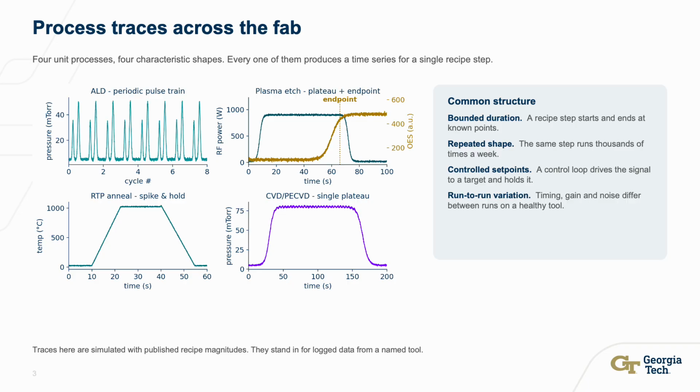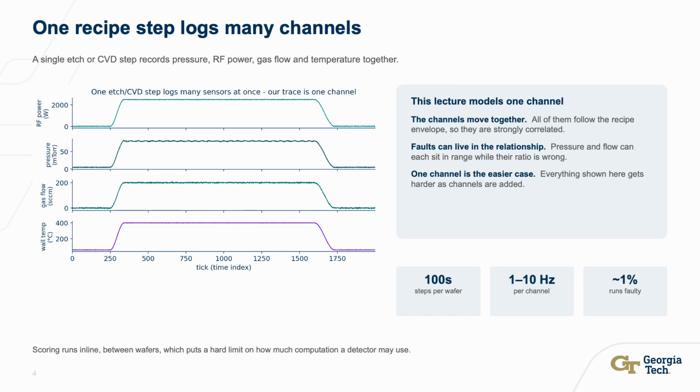Each one is a bounded step with a known start and end. Each one repeats thousands of times a week. Each one has a control loop driving the signal to a target and holding it there. And each one shows run-to-run variation even when the tool is perfectly healthy. That last point is the one that will occupy most of today.